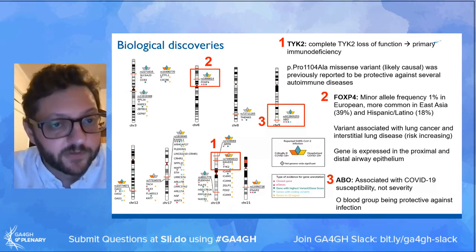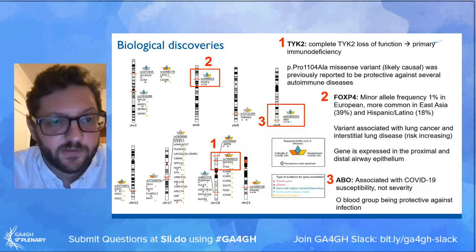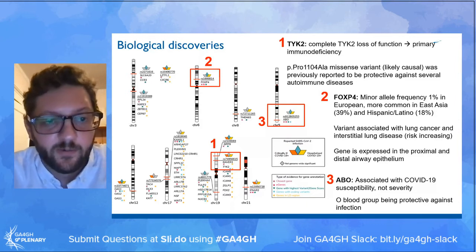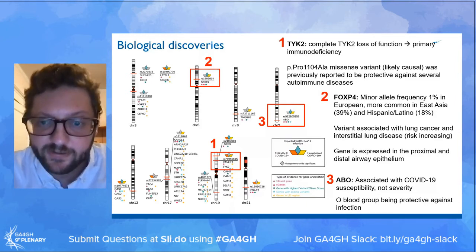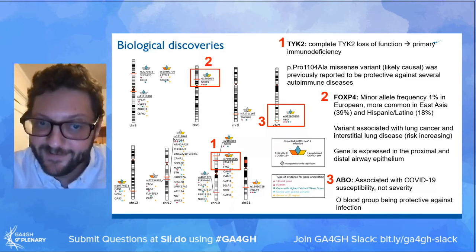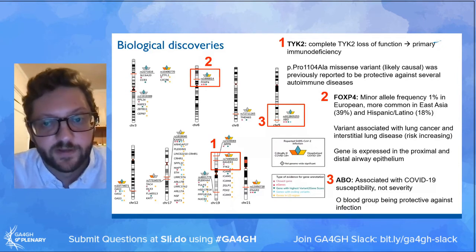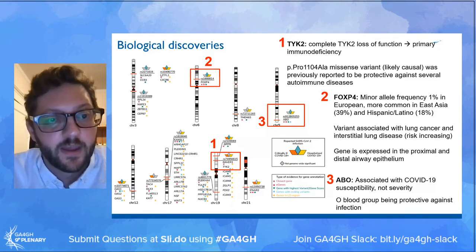And then the final thing to touch on is this ABO association. The association does look like it's associated to the O blood group, but it's still not super clear. It's still complicated fine mapping these things. And it is very clear, though, that it has much more to do with susceptibility to infection than it has to do with severity. Next slide, please.